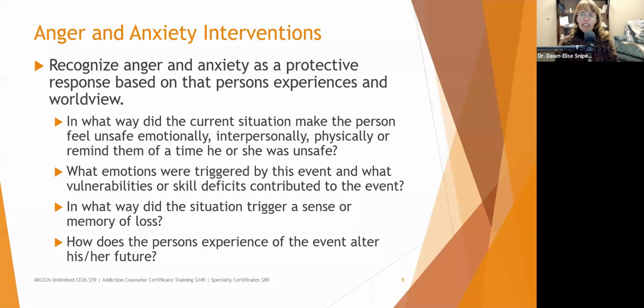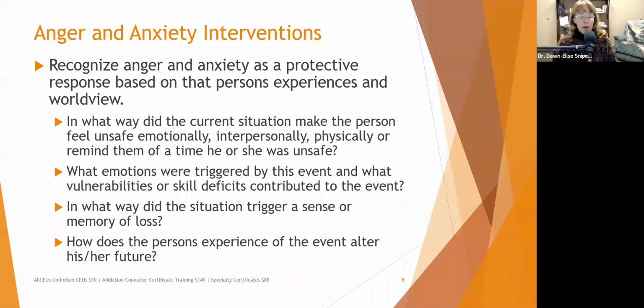In what way did the situation trigger a sense or memory of a loss? Sometimes it triggers a sense of being alone, or a memory of a relationship that ended or something that happened in the past. And how does this experience alter my future? Looking at it, because sometimes we get stressed out over things that have virtually no consequence in our future.